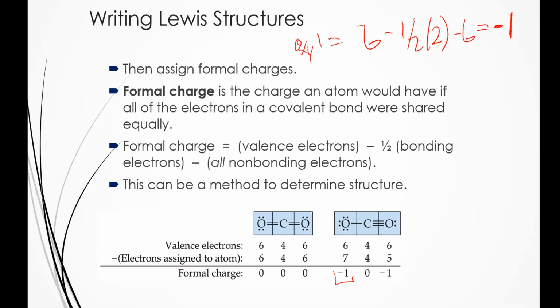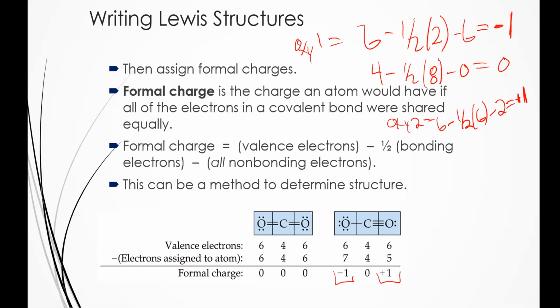The carbon in the middle is still 4 valence electrons, minus 1/2 of 8, minus 0. So it's still got a formal charge of 0. So it's still balanced in the amount of electrons associated with it. But that other oxygen, the one on the right, oxygen 2, it's got 6 valence electrons, 1/2 of 6 bonding electrons, minus 2 for its lone pair. And so that's 6 minus 5, and so it ends up with a +1 charge.